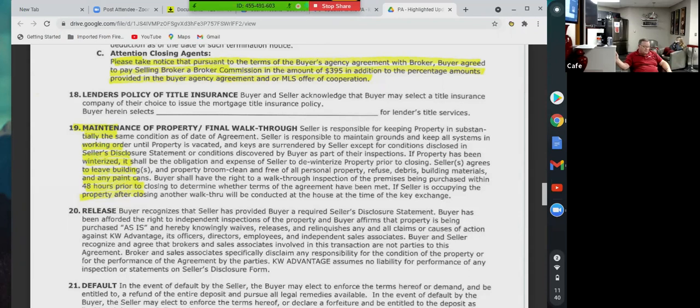Buyers shall have the right to walk through inspection of the premises being purchased within 48 hours prior to closing to determine whether the terms of the agreement have been met. If seller is occupying the property after closing, another walkthrough will be conducted at the house at the time of key exchange. That's an add-on there. All we're doing is letting our clients know, if there's occupancy, that there are going to be 2 walkthroughs. All right. Any questions on that part?